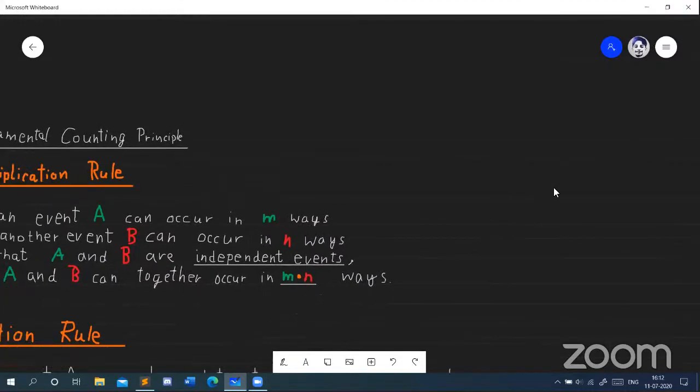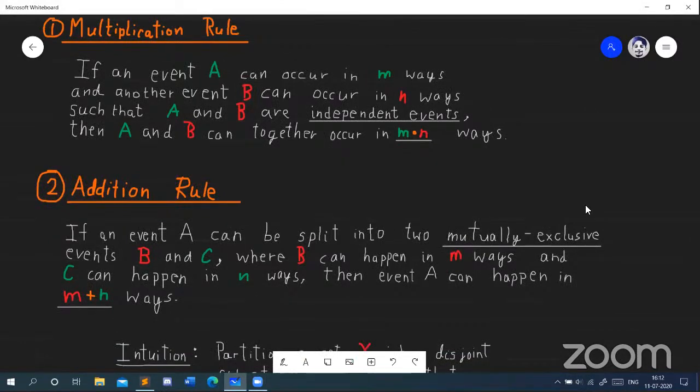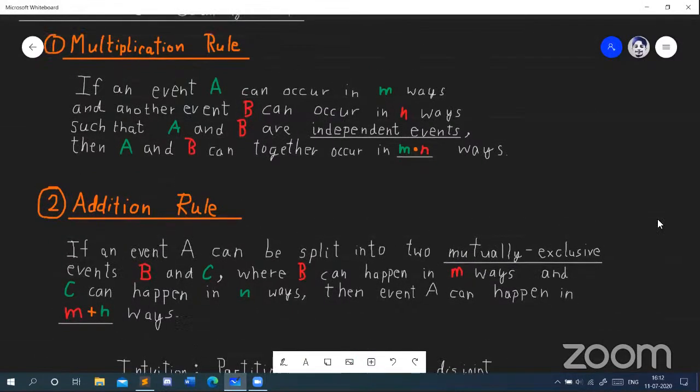All right. So now we come to the addition rule, and this is again saying that if I have an event which can be split into two disjoint, and actually exhaustive, events, where one of them can happen in m ways and the other can happen in n ways, then the event can overall happen in m plus n ways.